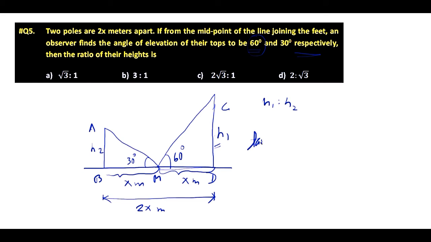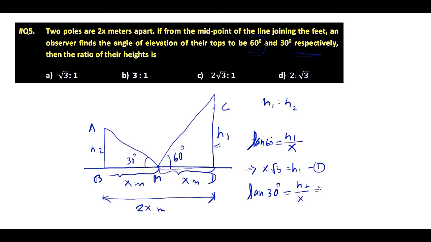So what ratio will relate these two? Yes, it is tan of 60 degree. Tan of 60 degree means h1 by x. Now tan of 60 degree is √3. So this quantity I'll bring this side, this quantity I'll bring here. So it is x into √3, that is equal to h1. This is number one.